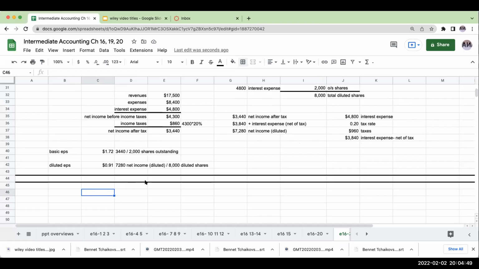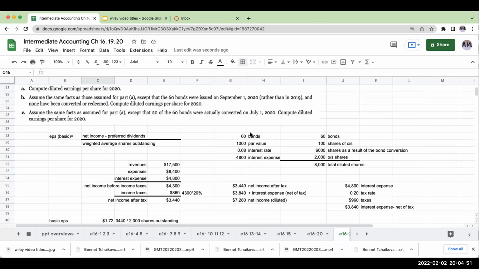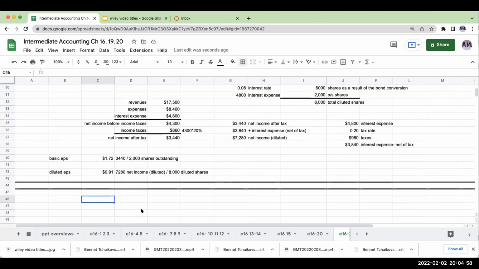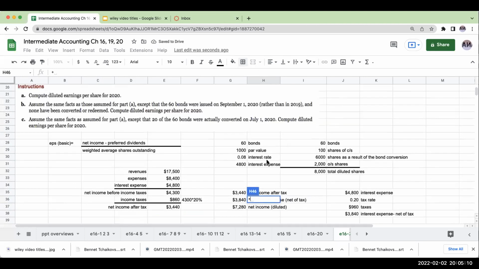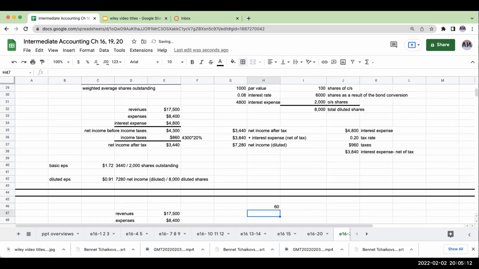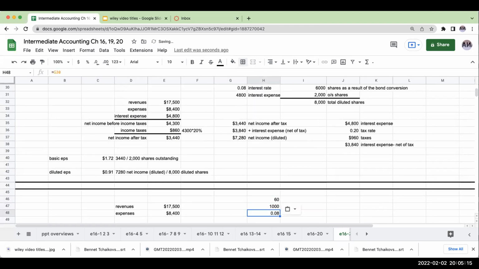Essentially, these bonds now were issued not in 2019, but in 2020. So how is this going to be different? Well, my revenues are still going to be $17,500. My expenses will still be $8,400. However, when it comes to the bonds, you have 60 bonds at par value.